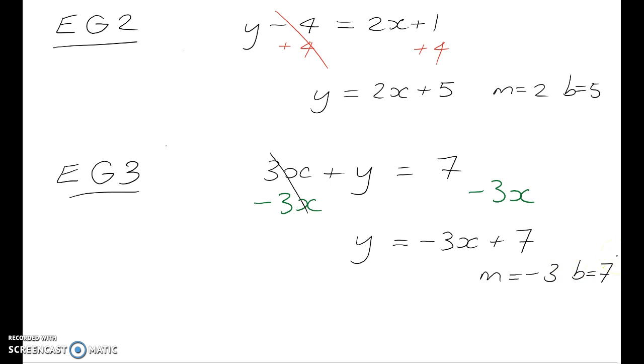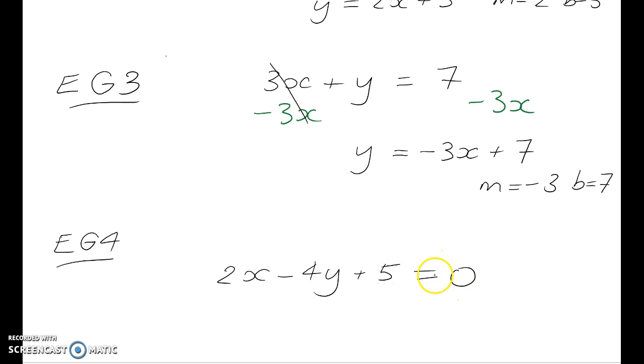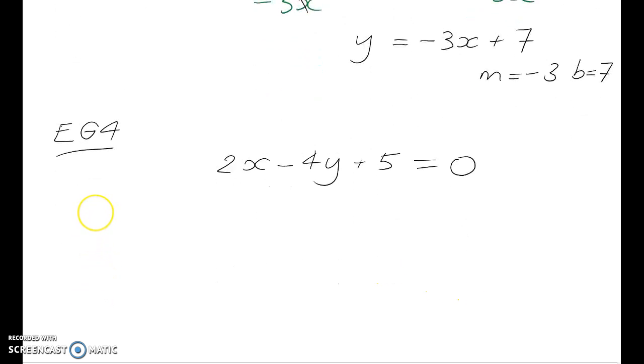How are you going with that? Last example. This one's the hardest one. So let's say I've got 2x minus 4y plus, I don't know, 5 equals 0. I'm just making it up. Now look at that. Y is kind of lost in the jungle there.